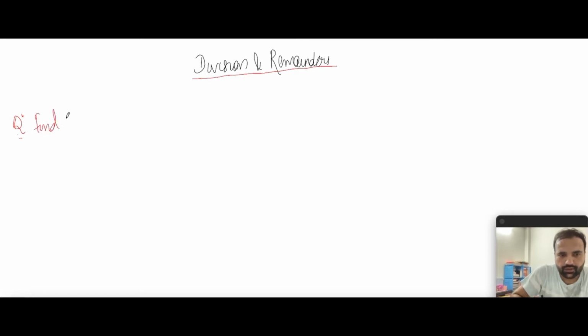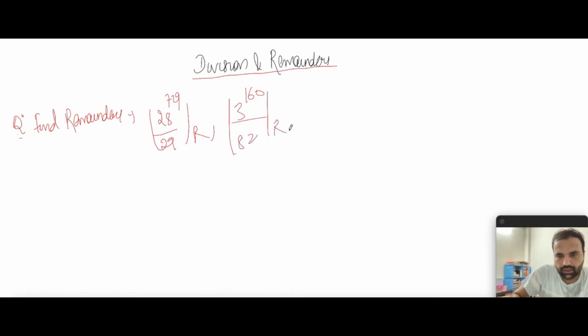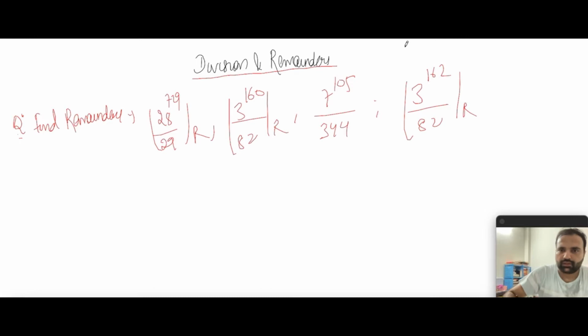Find the remainder. So you can write it 28 to the power 729 by 29, or 3 to the power 160 by 82, and you can take 7 to the power 105 by 344, and then you can also take 3 to the power 162 by 82. So we'll try to solve this thing.